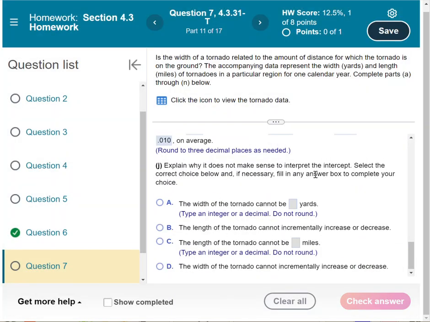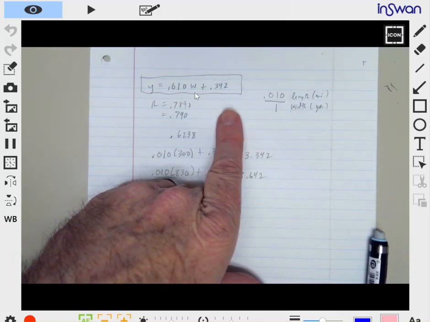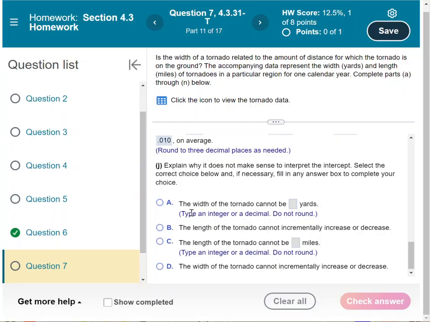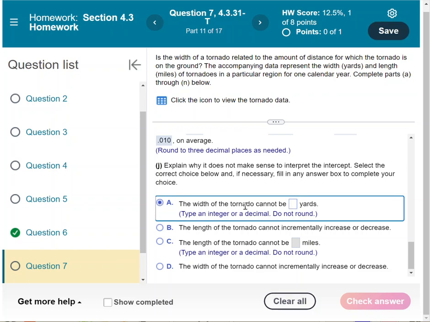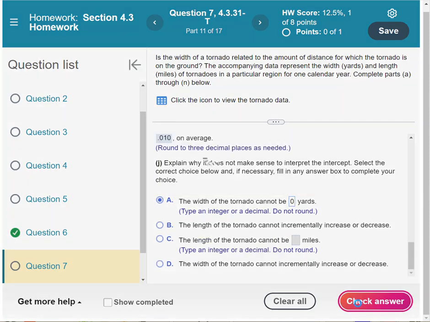Explain why it does not make sense to interpret the intercept. Select the correct choice below. Well, let's go back and look at the intercept. Remember, W, or you can think of this as your X variable, your independent variable. The width can't be 0. That doesn't make any sense, that you're going to talk about a tornado that has a width of 0. The width of the tornado cannot be 0 yards. That's going to be the one. So there we go.